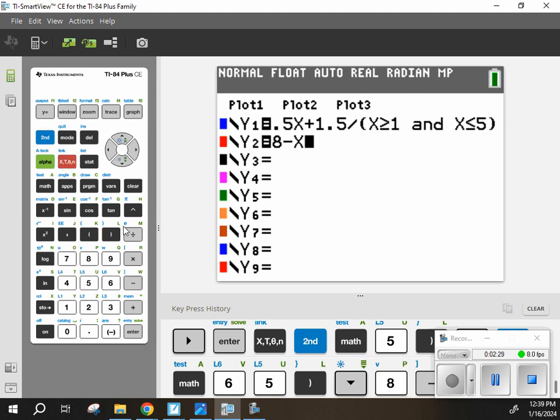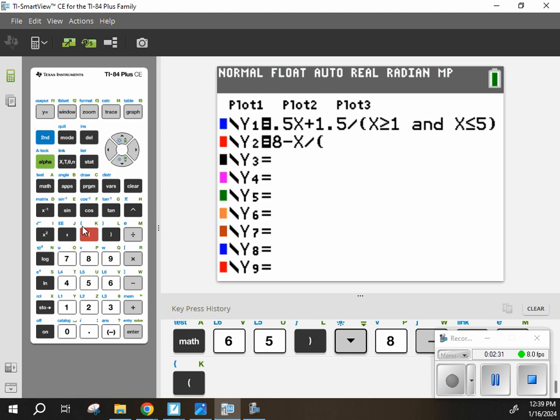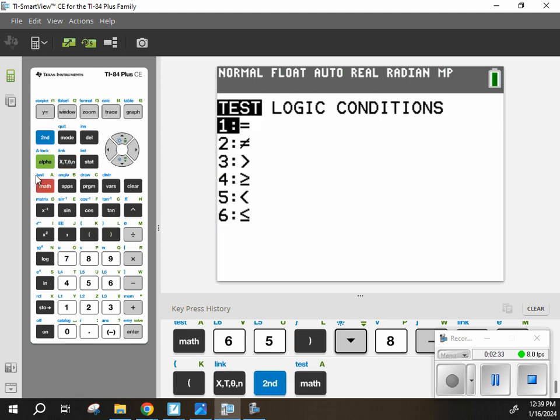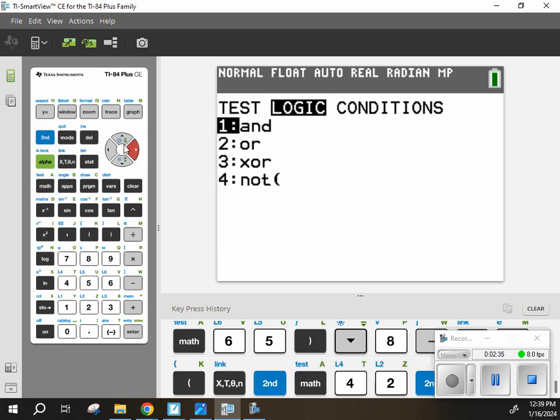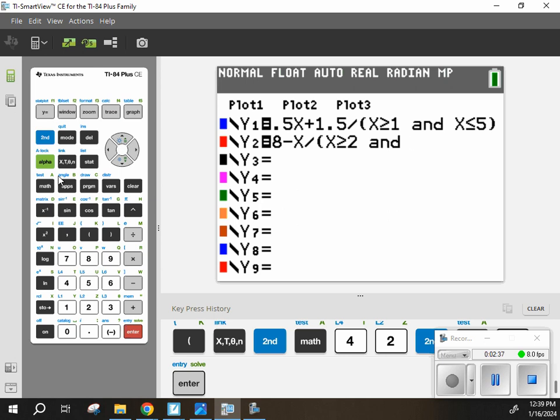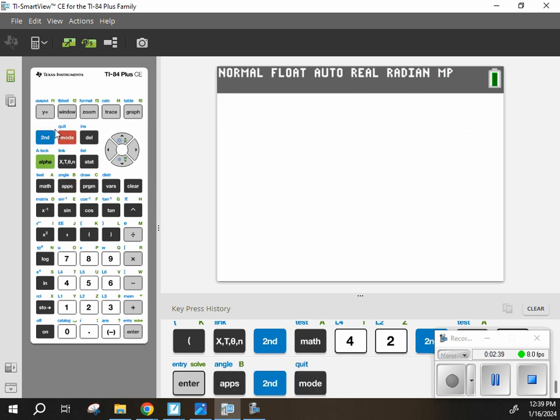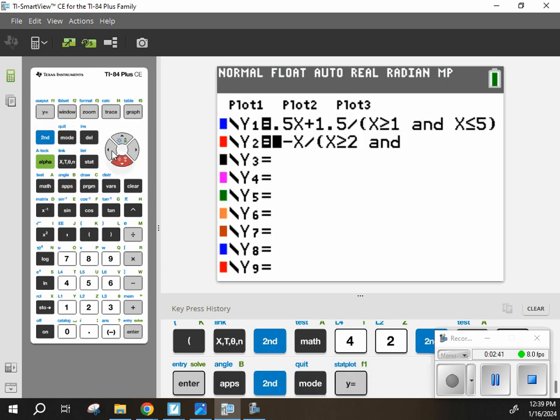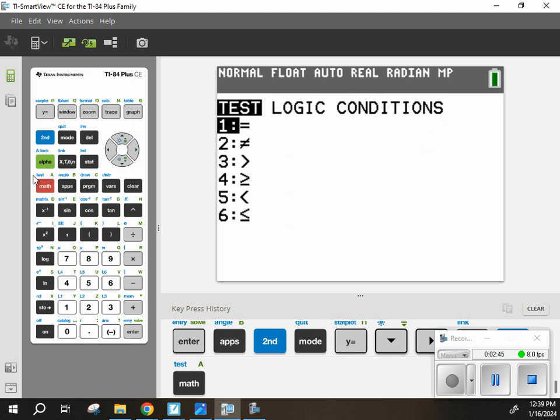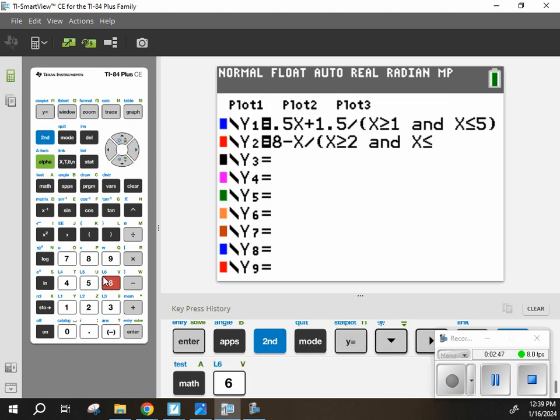Go ahead and try that. You can look at mine when you're ready. Okay, so 8 minus x divided by parentheses, x is greater than or equal to 2, and x is less than or equal to 4.